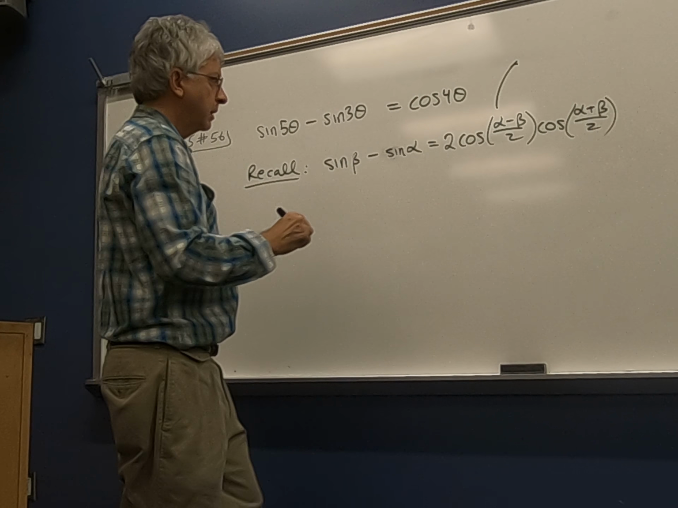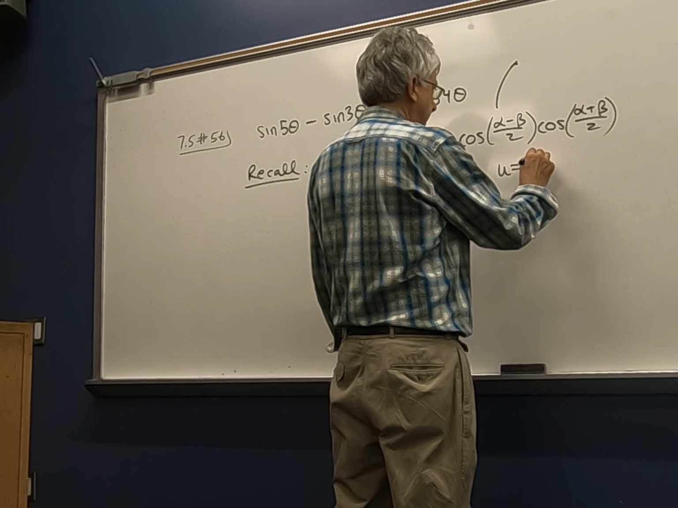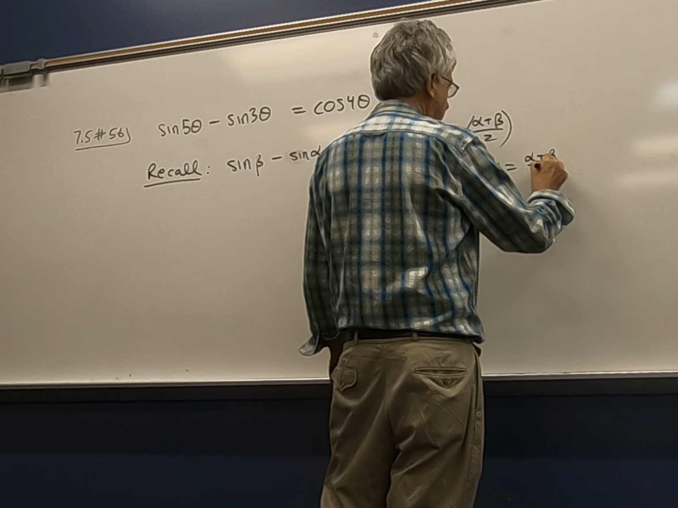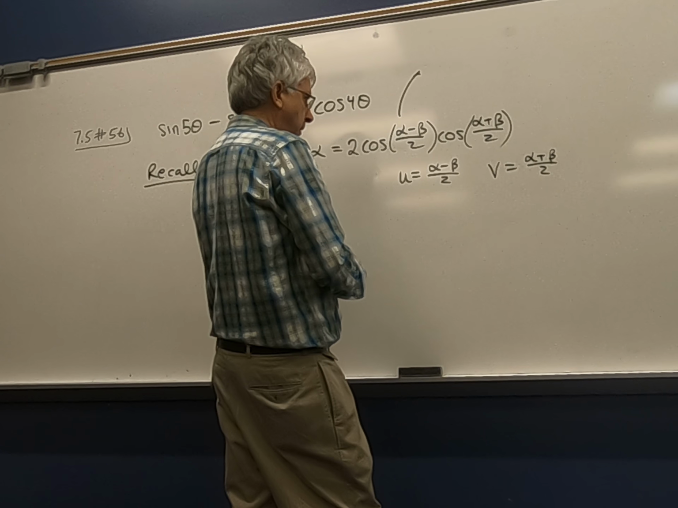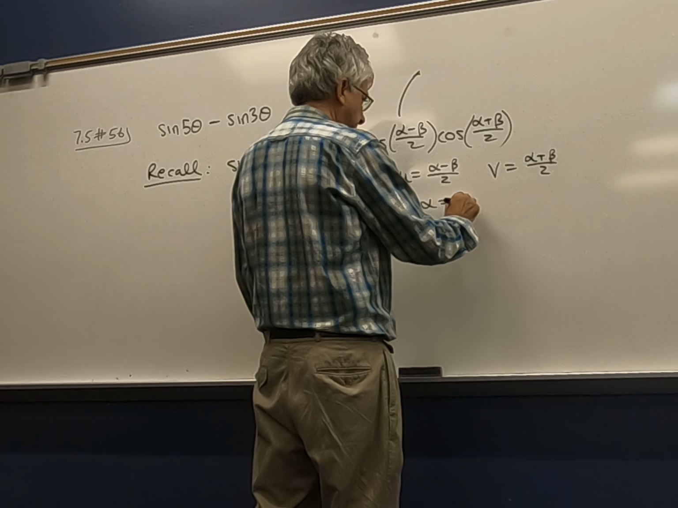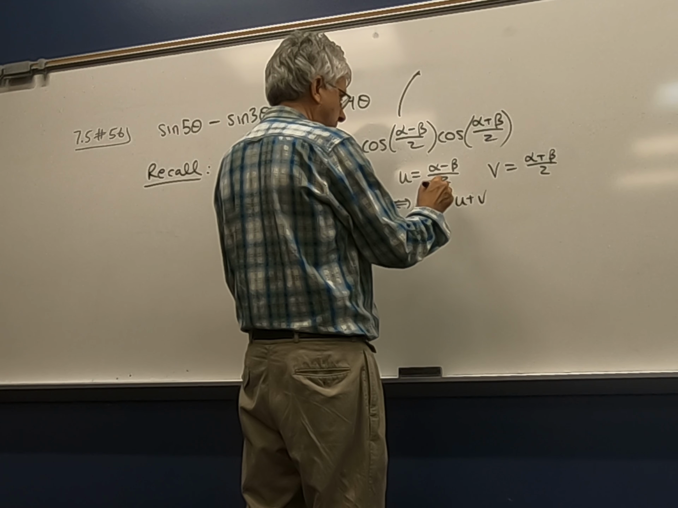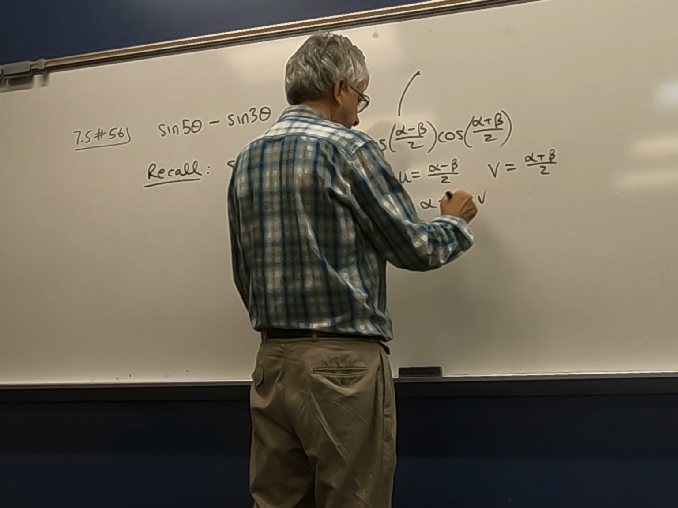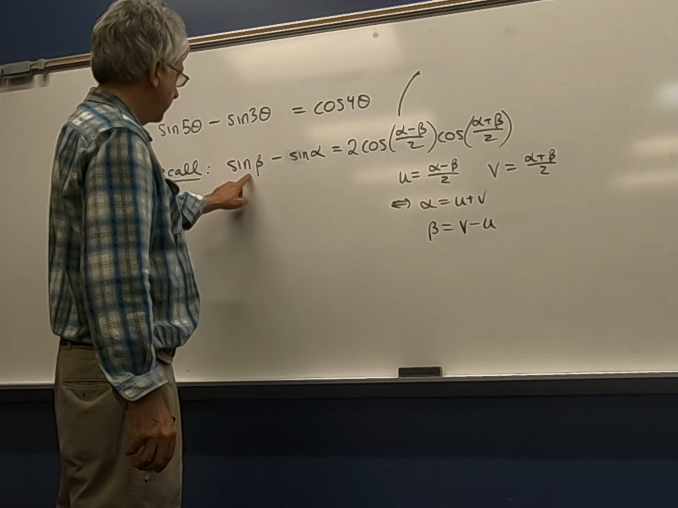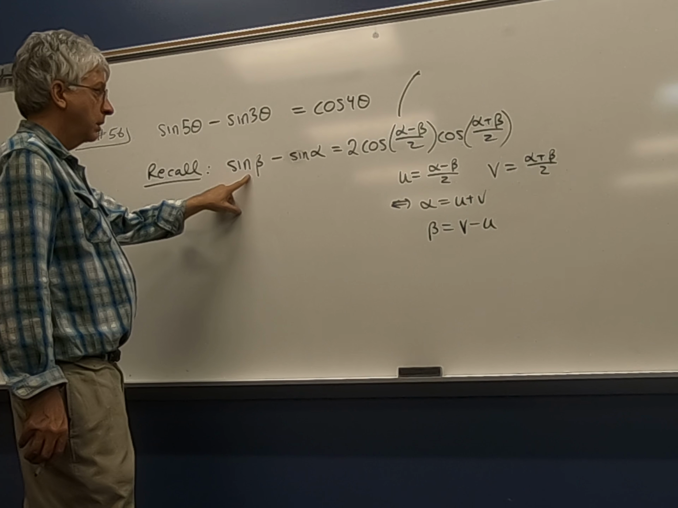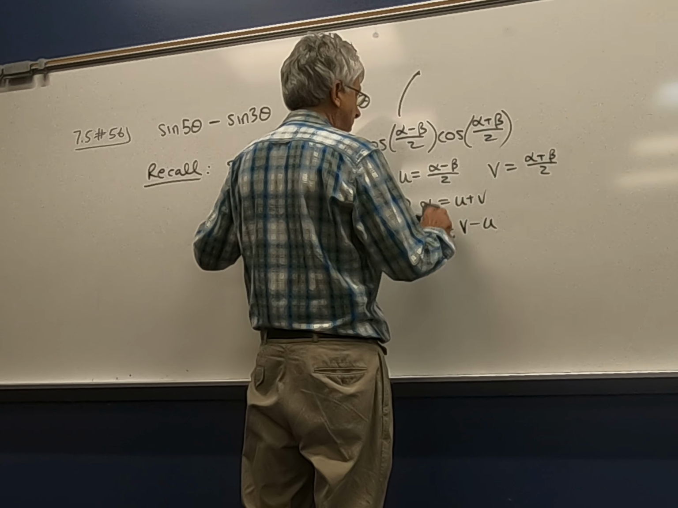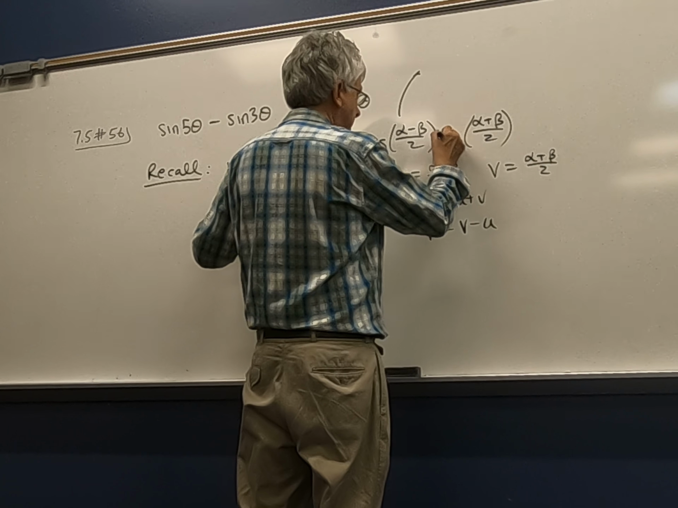We could say that u is equal to alpha minus beta over 2, and v is equal to alpha plus beta over 2, and then solve. If we add these up, we get alpha is equal to u plus v, and if we subtract this one from that one, we get beta is equal to v minus u. So if we were to plug those in here, it's not going to work, huh? One of these is sine, huh? Yes.